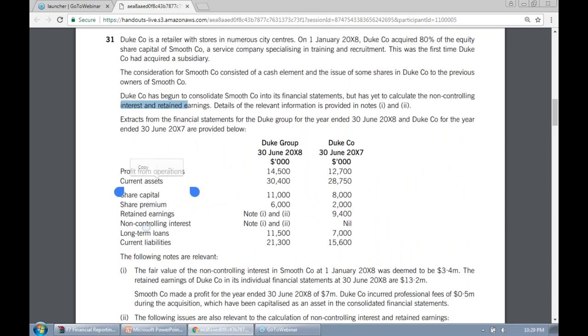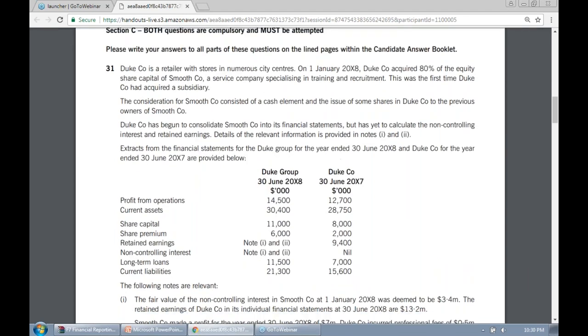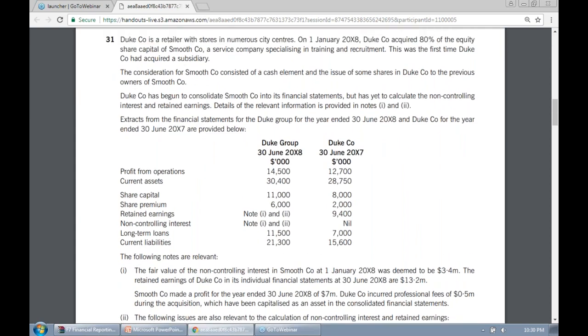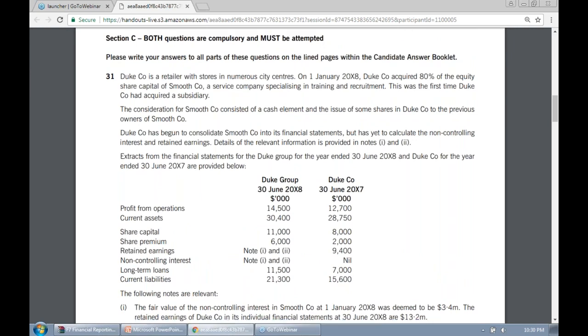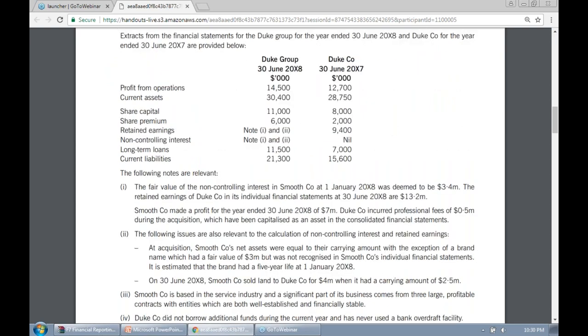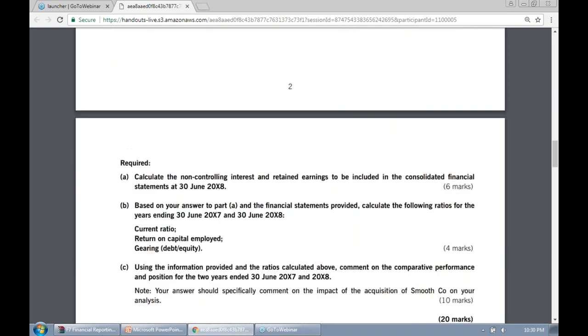The company is a retailer, and it works in different industries and different cities, with stores in numerous city centers. Okay, different city centers, and the most important thing is that the results of 2008 will all be overstated. So this is the point.